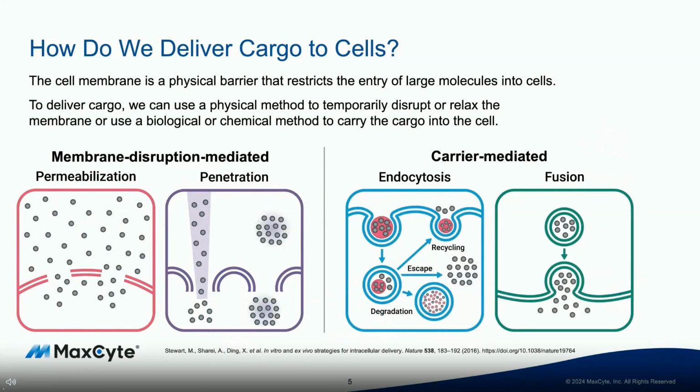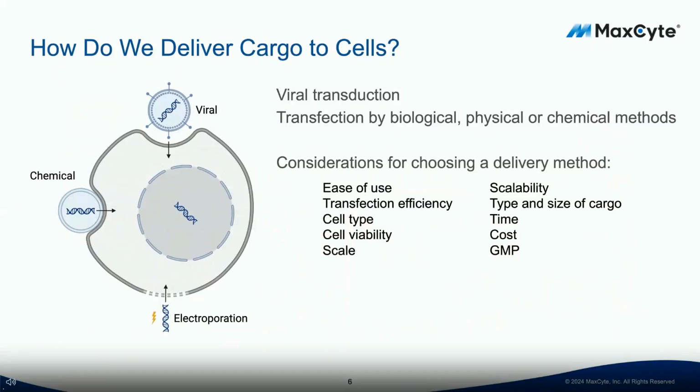So how do we deliver cargo into cells? The cell membrane is a physical barrier that basically prevents the entry of large molecules into the cell. So to deliver that cargo, we need to use a physical or biological or chemical method to carry that cargo into the cell. The physical method usually involves permeabilizing the membrane or penetrating the membrane with mechanical approaches such as squeezing or electroporation, or chemical means like soft detergents. A carrier-mediated method usually involves either a virus or chemical method that can introduce the cargo by endocytosis or direct fusion with the plasma membrane. Today, I'm going to go over three of the most common approaches for delivering cargo into cells, including viral transduction, transfection by chemical methods, and electroporation.